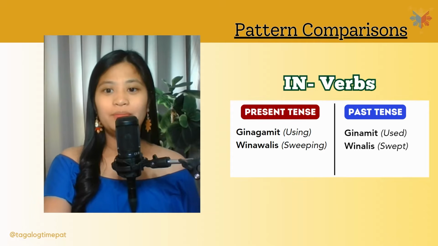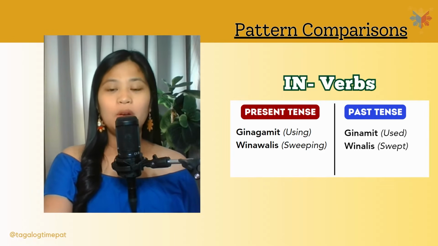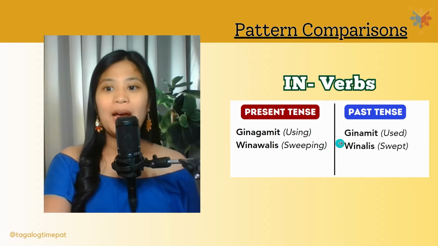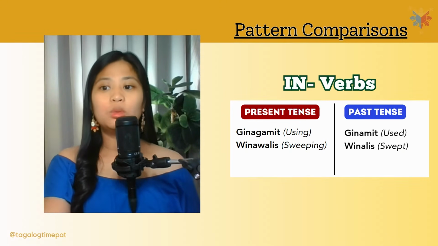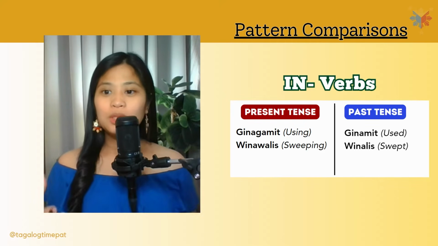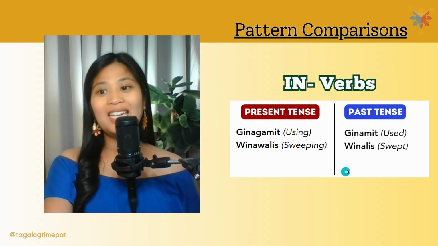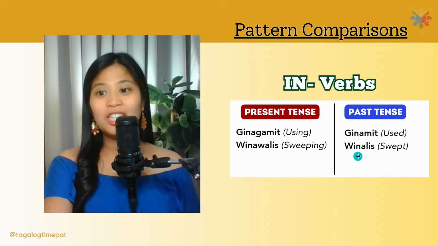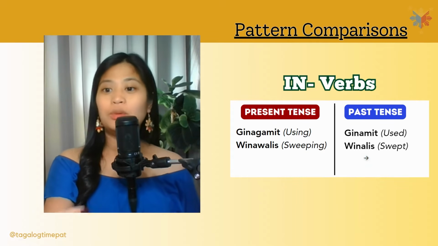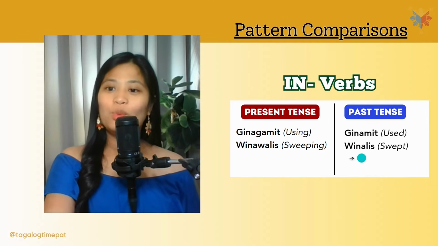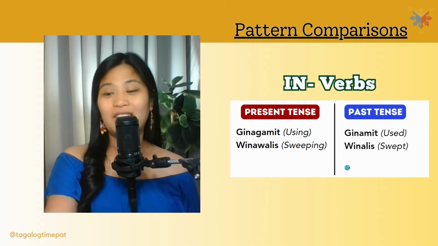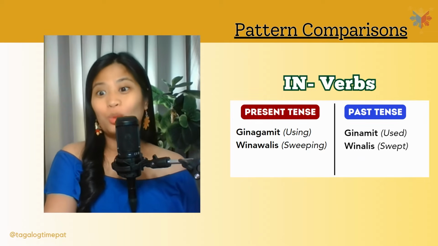Ginamit ko. In the present tense, to sweep is winawalis. That means sweeping. In the past tense, it's winalis. Winalis ko yung sahig. I swept the floor. So it looks like for the most part when a verb is conjugated in the past tense, the conjugation is usually shorter. There's not a repeated syllable, there's no repeated sound or anything like that. So that's kind of one way to recognize if something is being conjugated in the past. Usually it's a shorter word.